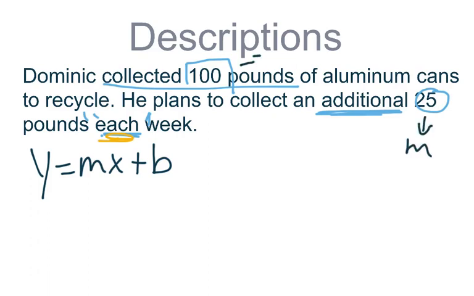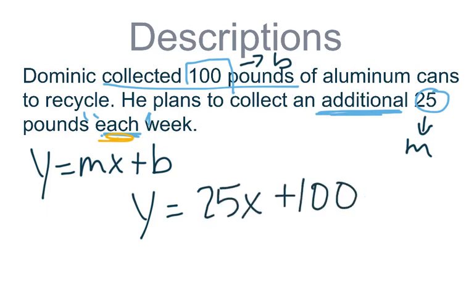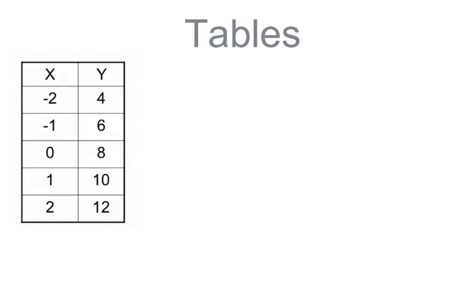And then which leaves our 100 to be our b. So if we were to rewrite this equation, we would get y equals 25x plus 100, because we're looking for the total amount of cans. So we're just going to be adding these two things together. So let's go ahead and move on to our last example, which is going to be tables.